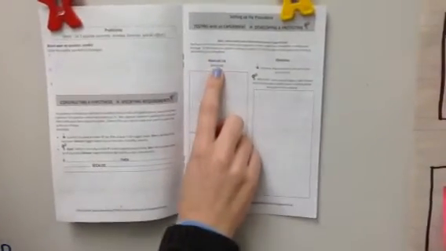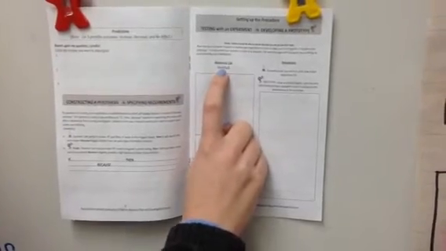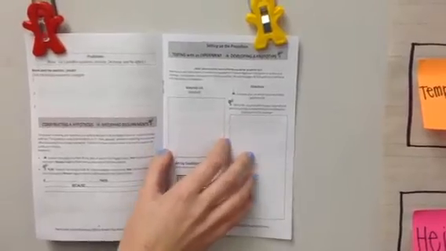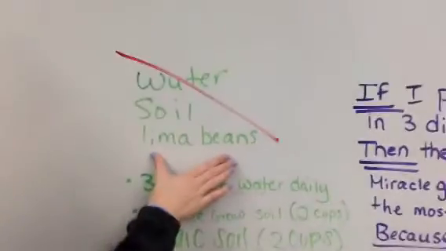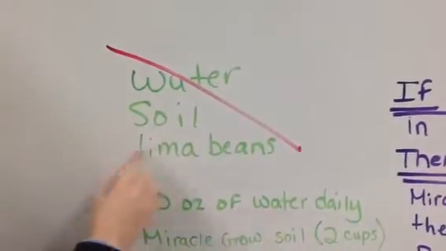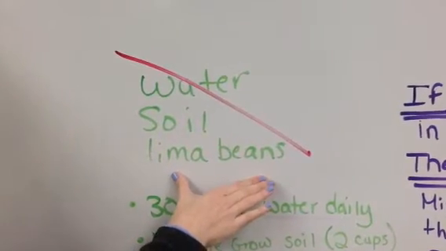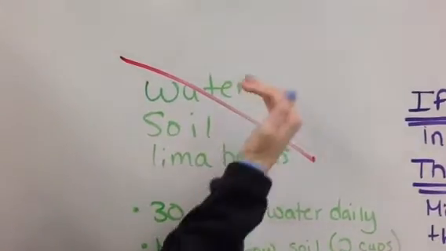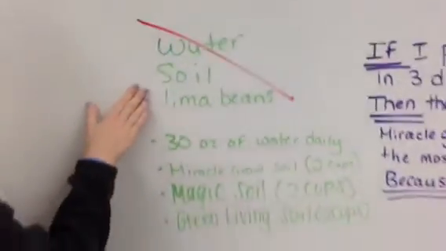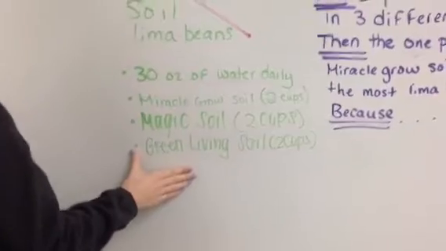So if we were to move into the materials list, right here it says detailed. Please make sure that your student is paying close attention to this word. Let me show you an example of what a non-example looks like and what a good example looks like. So right here, clearly we are using water, soil, and lima beans. However, this is not specific enough because this does not tell me how much water, what kind of soil, or lima beans I'm using. So if I wanted to be more specific, I would go here.